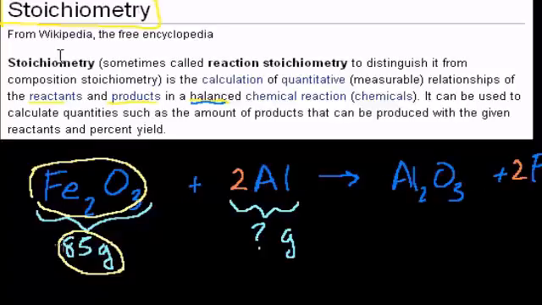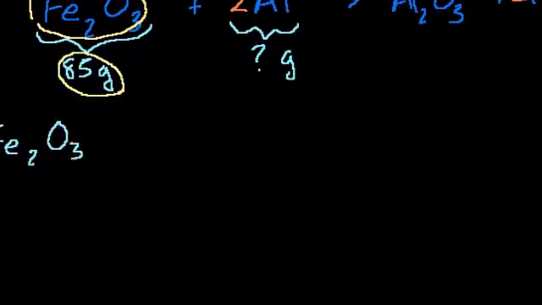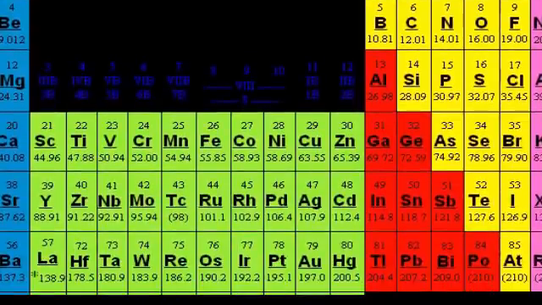So let's first figure out how many moles 85 grams are. What's the atomic mass, or the mass number, of this entire molecule? Let me do it down here. We have 2 irons and 3 oxygens. So let me go down and figure out the atomic masses of iron and oxygen. Iron is right here, 55.85. I think it's fair enough to round to 56.